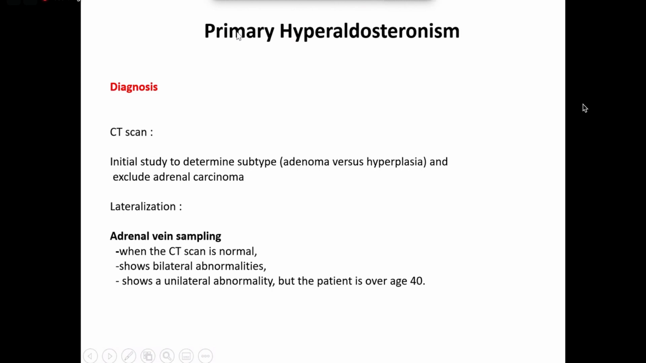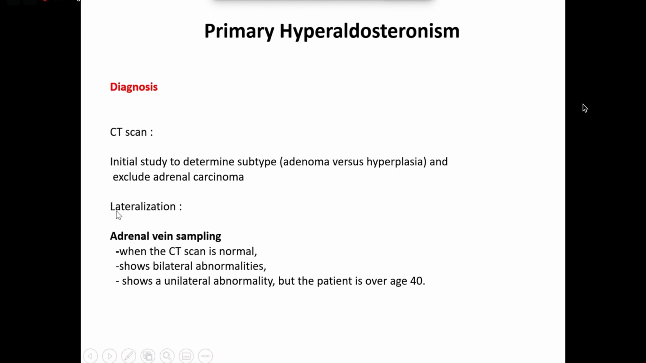After we diagnose primary hyperaldosteronism, we have to localize the cause. You need a CT scan, which is the initial study that we need to order. As we know, the most common type is idiopathic, and then adenoma and hyperplasia. So CT scan might diagnose the underlying cause.